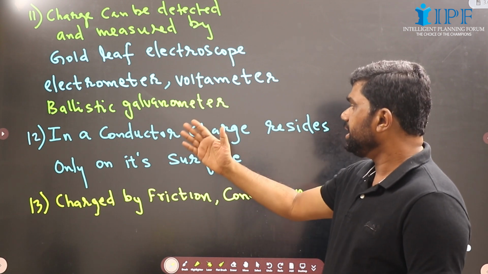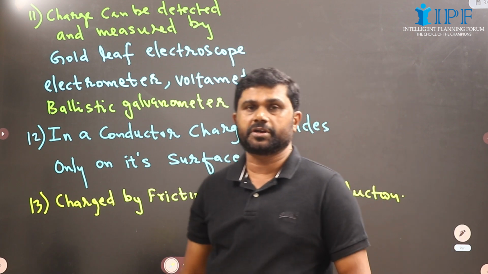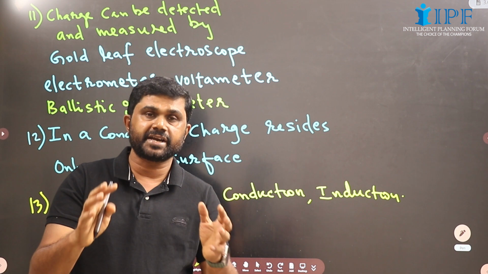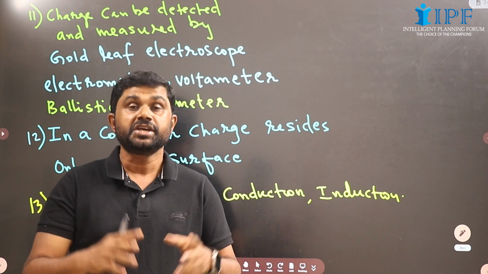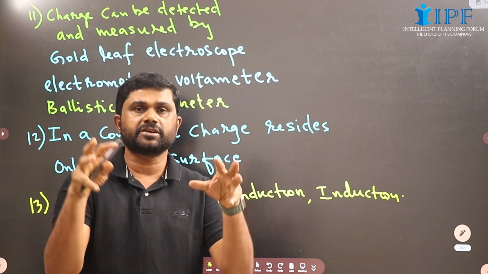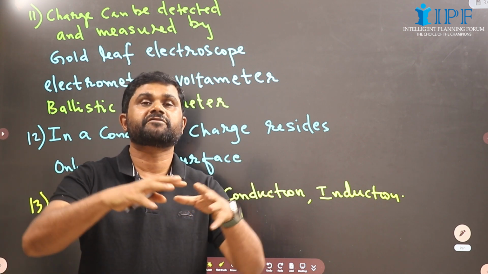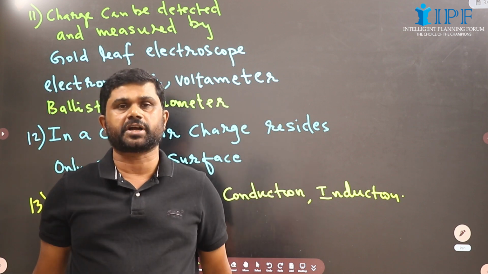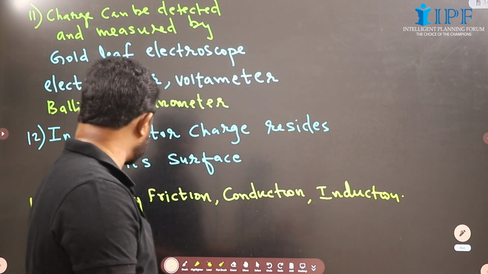Okay, next, in a conductor, that is very important. In a conductor, charge resides only on its surface, irrespective of its size and shape. Whatever charge is given to a conductor will move to the surface and reside only on the outer surface of the conductor. That is very important.